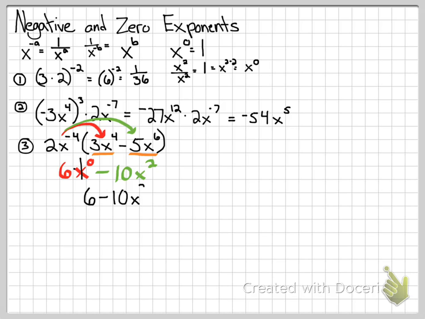You have no idea how many people get that wrong on test day. If it's 6 times x to the 0, the answer is 6. If it's 27 times x to the 0, the answer is 27.